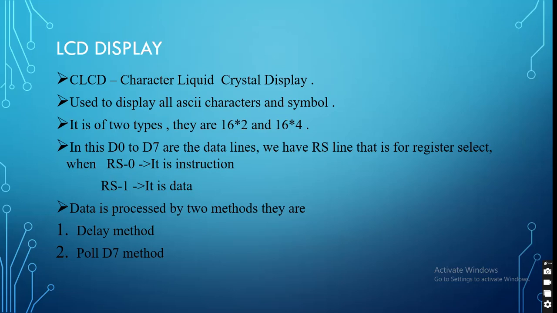We have two types in it, that is 16 cross 2 and 16 cross 4 LCD. We are going to use the 16 cross 4 LCD in this. Then data is processed by two methods, that is the delay method and the poll D7 method.